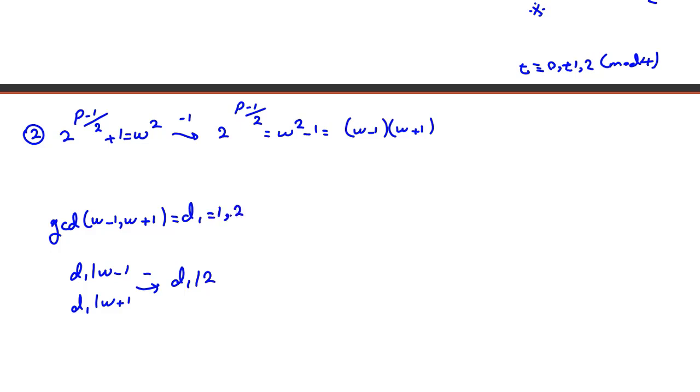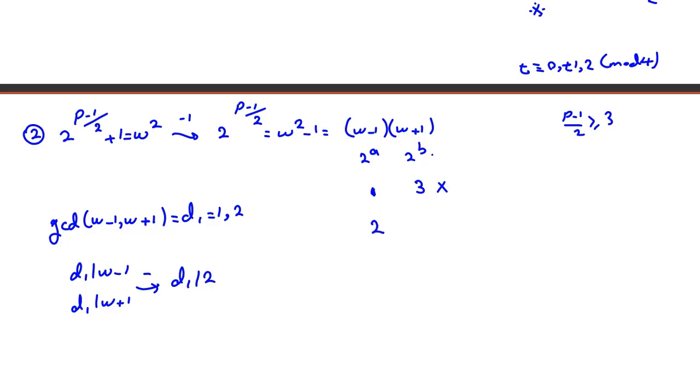So d1 is 1 or 2. We know this because the product is a power of 2 and p minus 1 over 2 is at least 3. If the GCD is 1, they should both be powers of 2, for example 2 to the a and 2 to the b, because the product is a power of 2. The smaller one should be 1. Then if it is 1, w minus 1 is 1, so w is 2 and w plus 1 is 3. That is a contradiction.